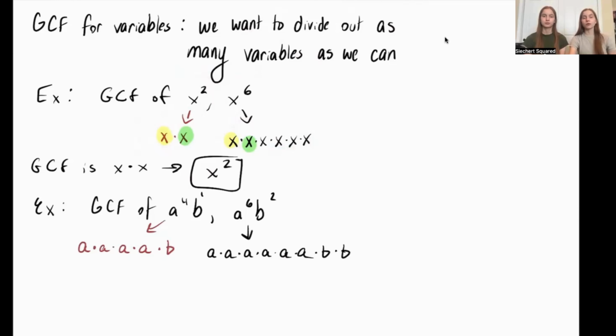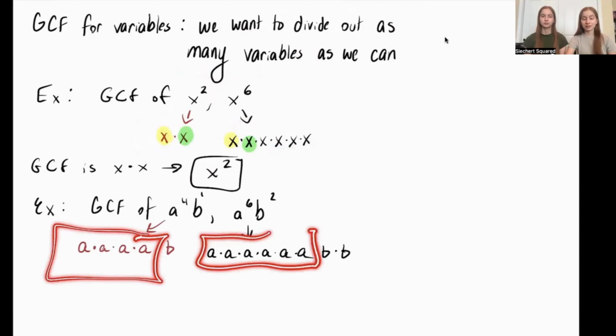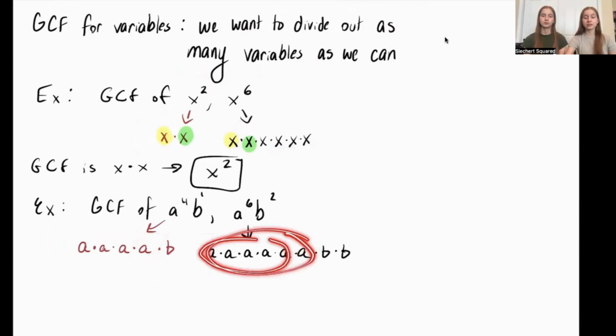From here, we can focus on one variable at a time, so looking at just the a's. Right here we have 4 a's. Right here we have 6 a's. We want to think, how many can we take out from both of them? It is not possible to take out, let me make that clear, 5 or even 6 a's over here because there are only 4. So really, we're going to have 4 a's that we can take out or divide out of both terms.